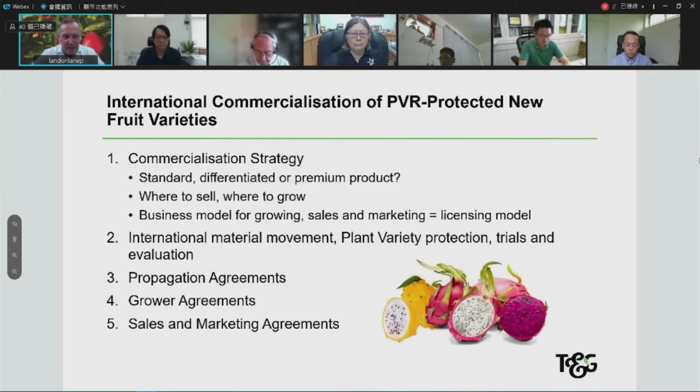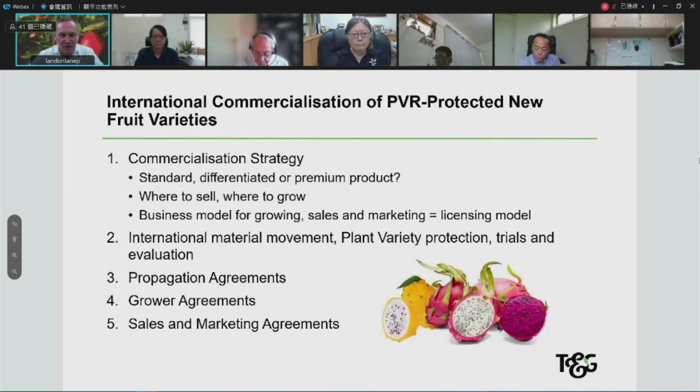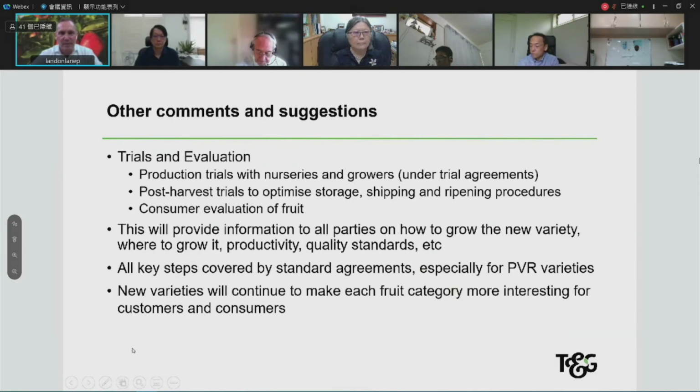So in commercializing plant variety right protected new varieties, you need to think about what your strategy is, and they're all available for you, but you have to choose one. You need to consider moving the plant material through quarantine to different countries, establishing your plant variety right registration in that country, and then undertaking trials and evaluation there. So it's a long process. You need to have each of the key steps along the way covered by agreements. Next slide, please.